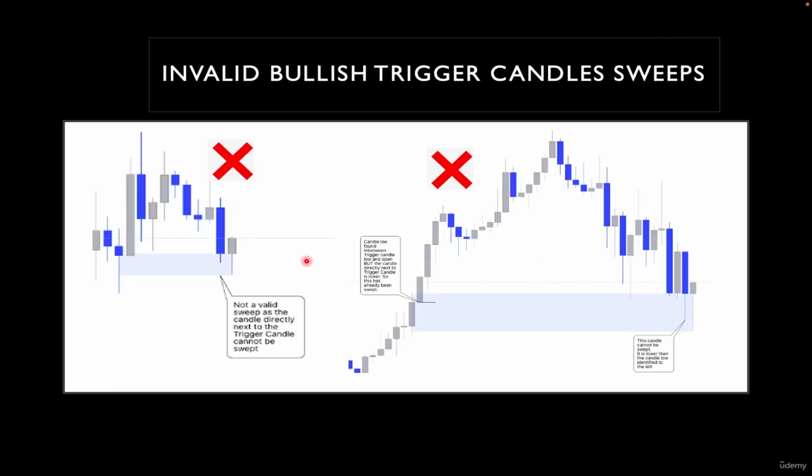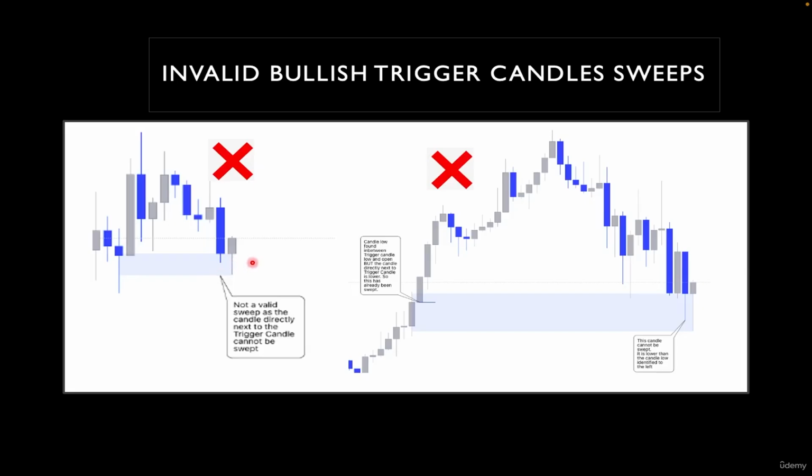Now, there are a couple scenarios that aren't valid sweeps of liquidity, and there are specifically two. So number one is when we identify a trigger candle and then we draw the box from right to left up until the point price passes through. The candle directly next to the trigger candle cannot be swept. So this is not a valid sweep. The reason for this is that we want price to come into this area and then move away. That's when we know there's going to be orders resting below that area.